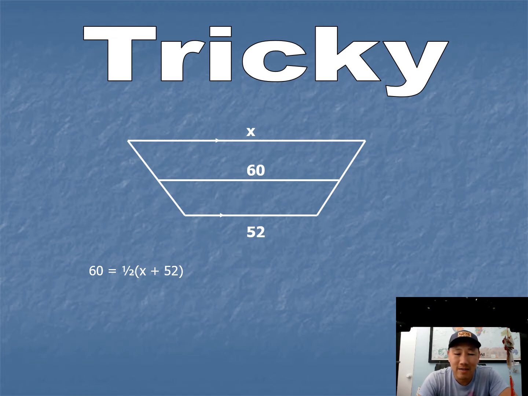All right, and then this just becomes a regular equation that you can solve for x. The first thing I did was get rid of that 1/2 by bringing it to the other side, multiplying both sides by 2. You don't have to do that. I know a lot of you guys are used to using the distributive property, but that is not necessary in this case because now I've eliminated all the fractions. And then I only have one step left. Subtract 52 from both sides, and I get 68. So 68 is that top base.